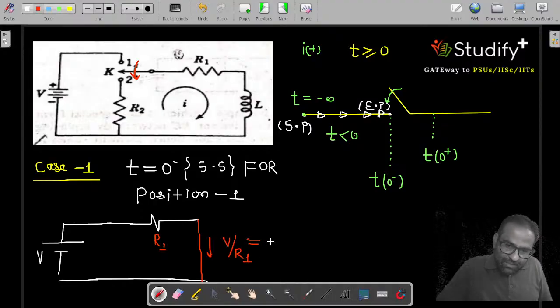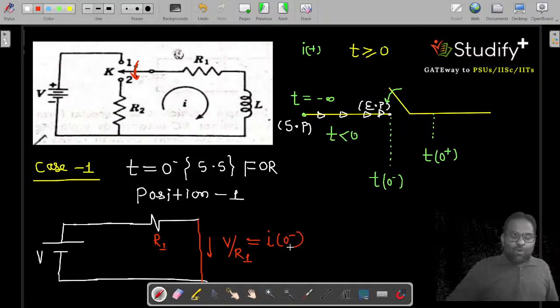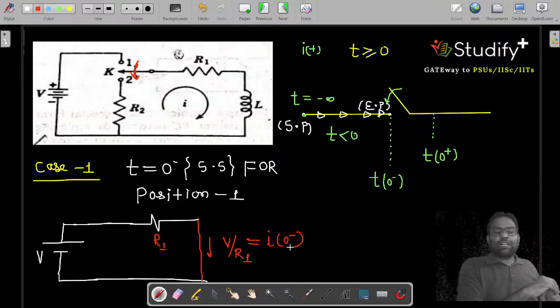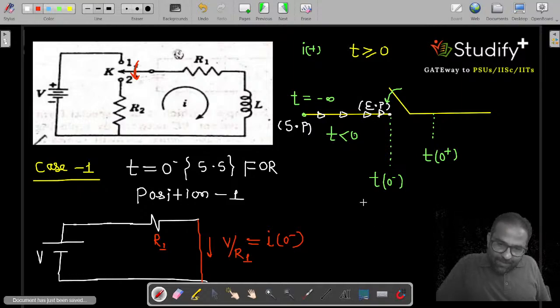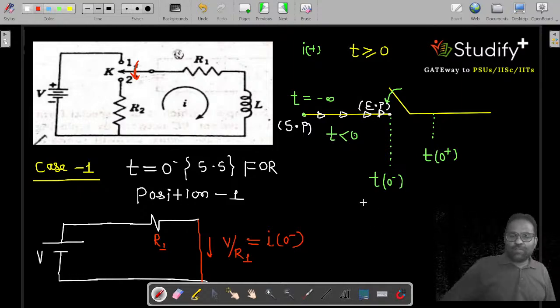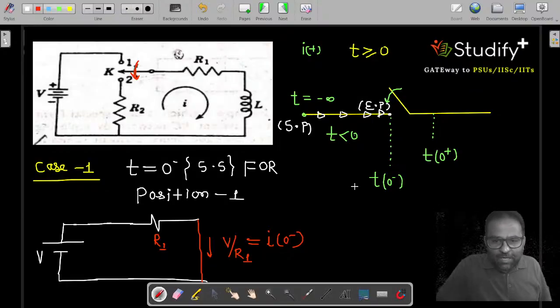And this value is what? This value is I0 minus. Let me call it, this is not capital I, small i they are saying, so I am calling this current as I0 minus. What I am saying, in steady state you are charging your inductor by which current? I0 minus. So can I say, because you can copy the current from 0 minus to 0 plus in case of inductor, so only one energy storing element is there, so you can say at t0 minus, the stored current is V divided by R1, at I0 minus.